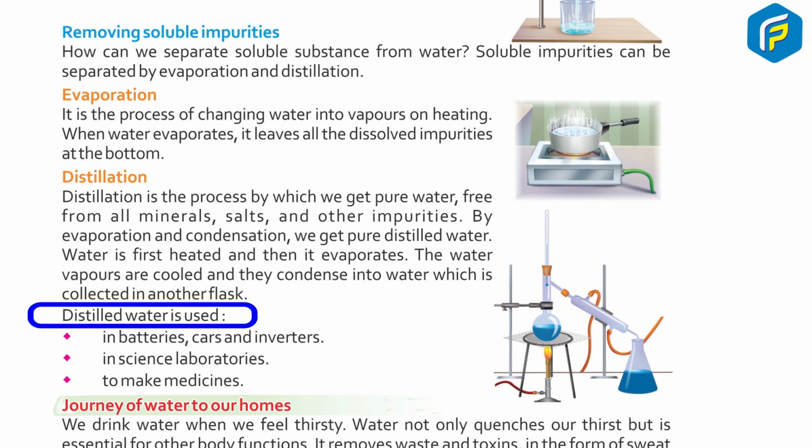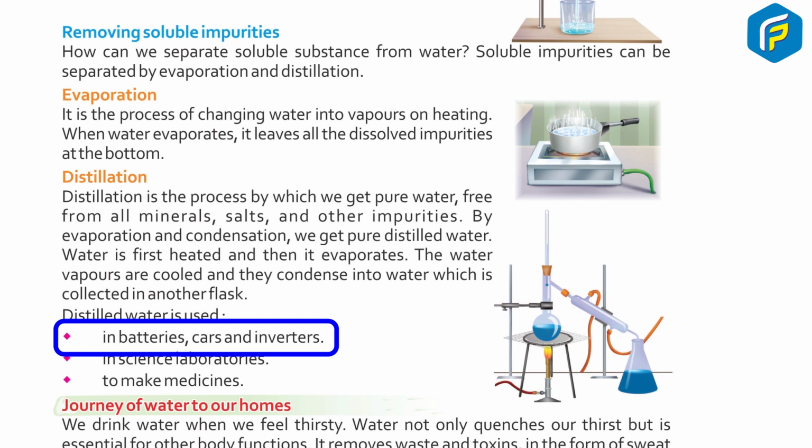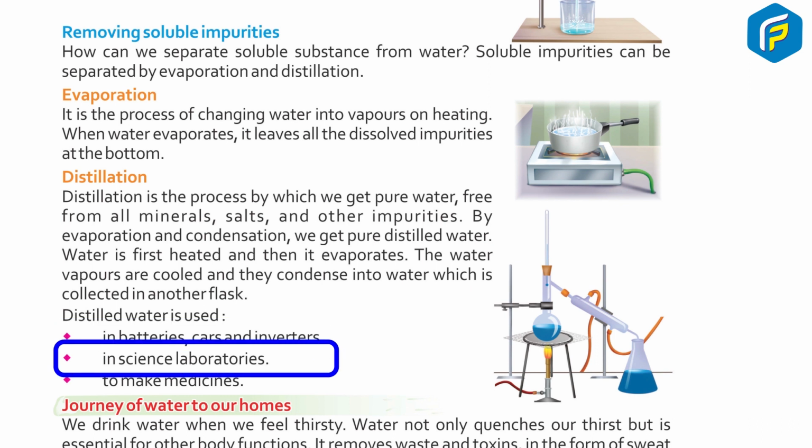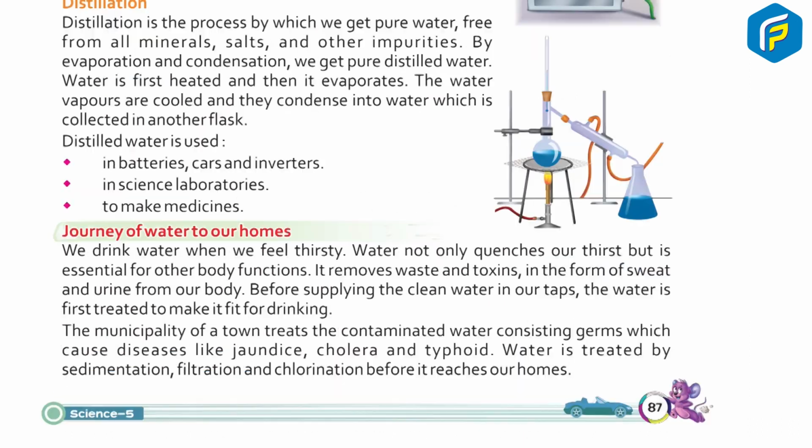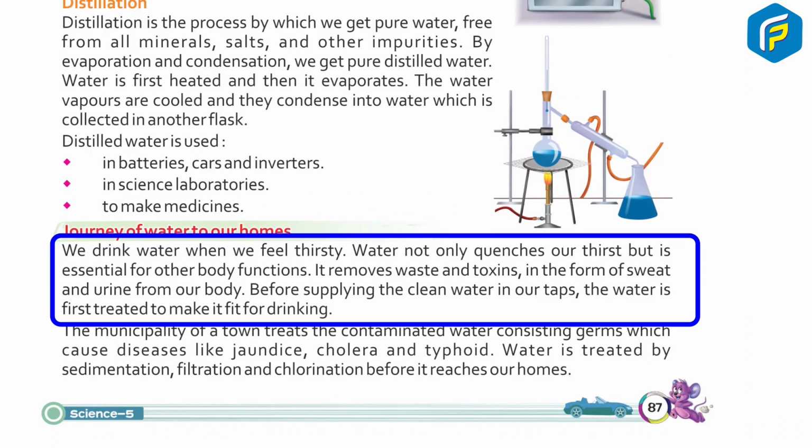Distilled water is used in batteries, cars, and inverters, and in science laboratories to make medicines. Journey of water to our homes. We drink water when we feel thirsty. Water not only quenches our thirst but is essential for other body functions. It removes waste and toxins in the form of sweat and urine from our body.